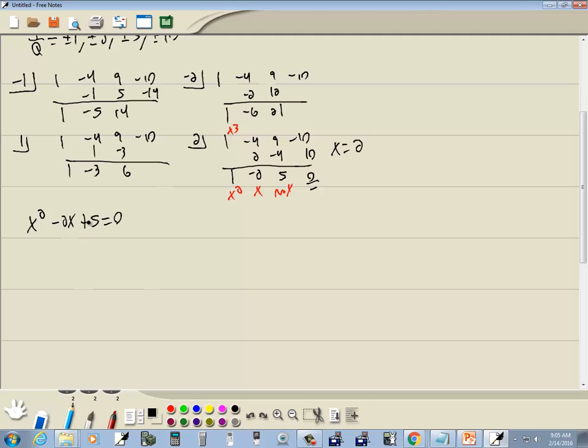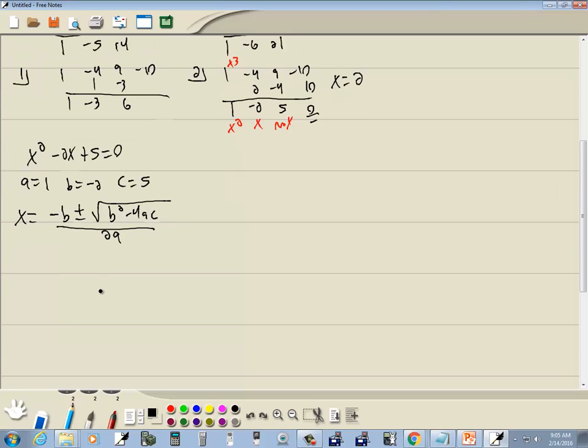This will not factor, so I have to use the quadratic formula. A is whatever's in front of our x squared, which is 1. B is whatever's in front of our x, which is negative 2. And C is our number at the end, which is 5. The quadratic formula says x equals negative b plus or minus the square root of b squared minus 4ac all over 2a.